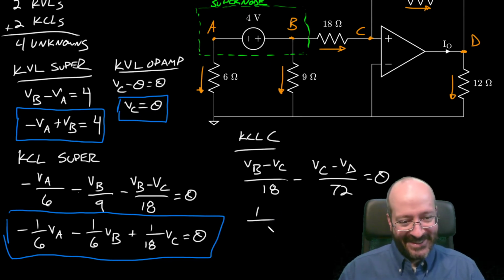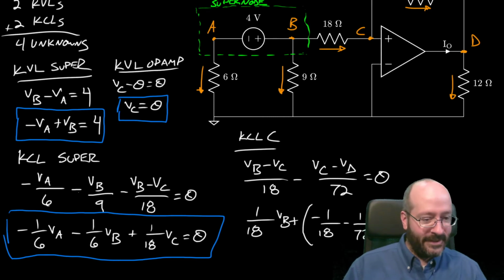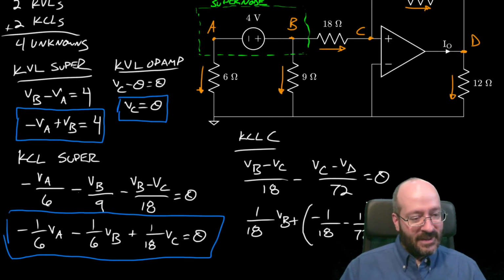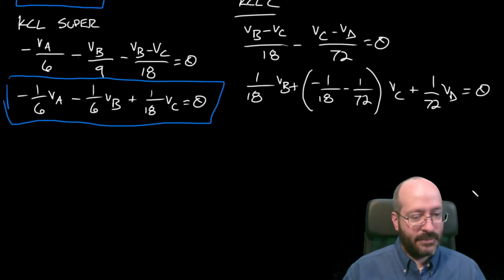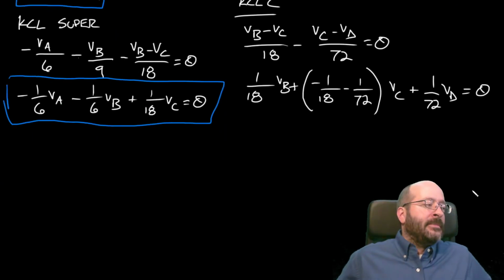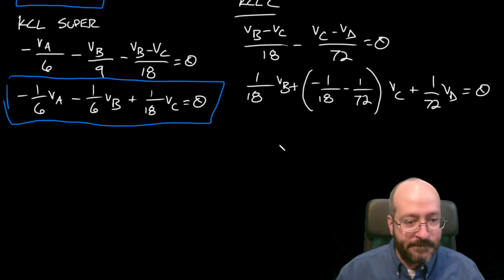Okay, 1/18 in front of VB, negative 1/18 and negative 1/72. Yeah, because that's 4. Yeah, okay. VC and plus 1/72 in front of VD equals 0. It's all behind me. Beep, beep, beep. There we go. Is that all of them? That was number 4.